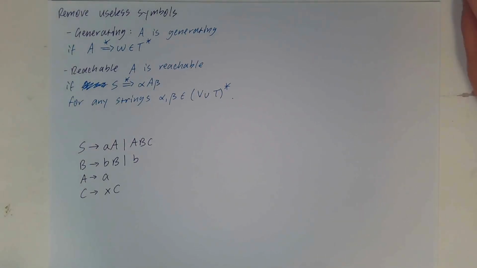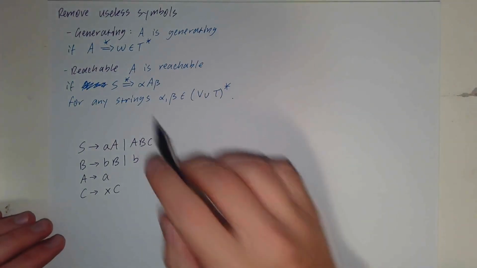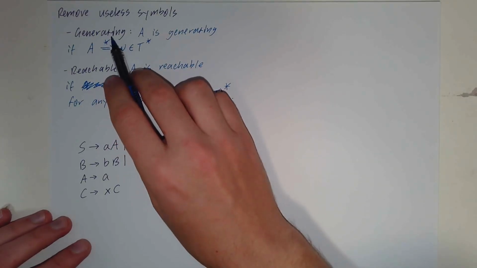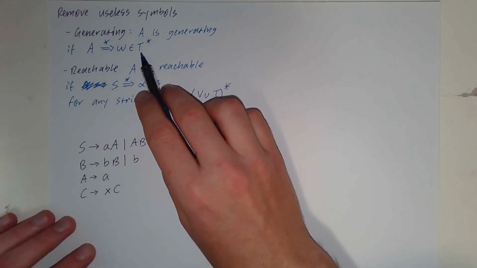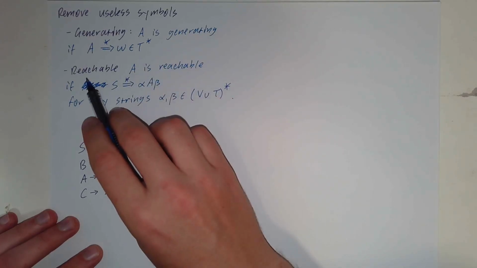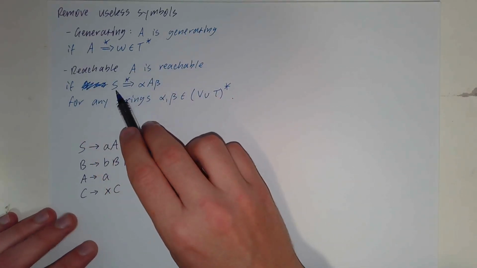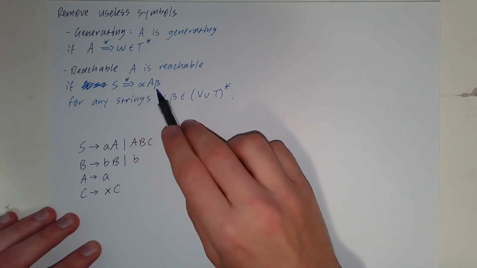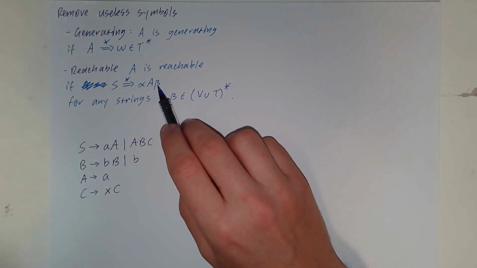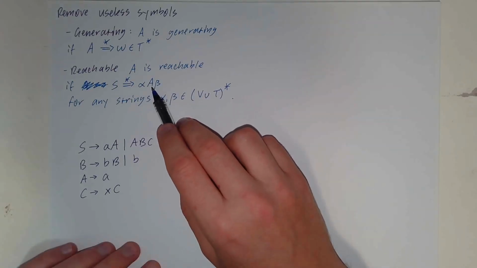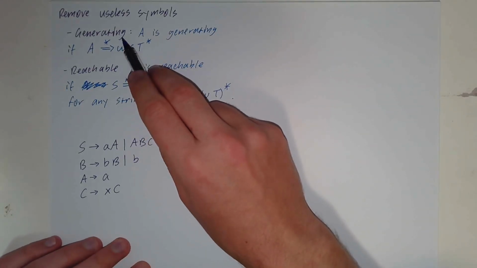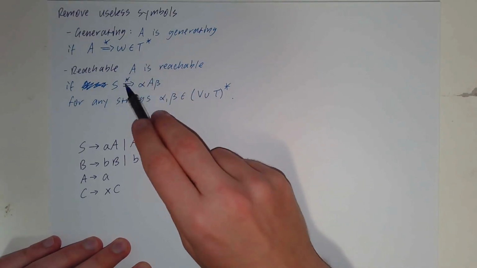So now we want to get rid of the useless symbols. We say that a symbol is generating if it can produce some string of terminal symbols. And we say that a symbol is reachable if from the starting state there's some way to obtain a string of terminals and non-terminals that has A inside of it. We have to get rid of the non-generating symbols first and then the non-reachable symbols second.